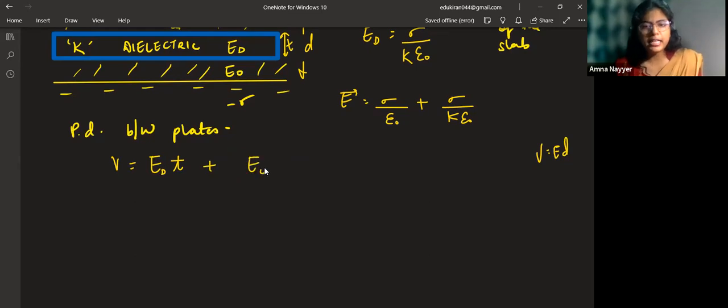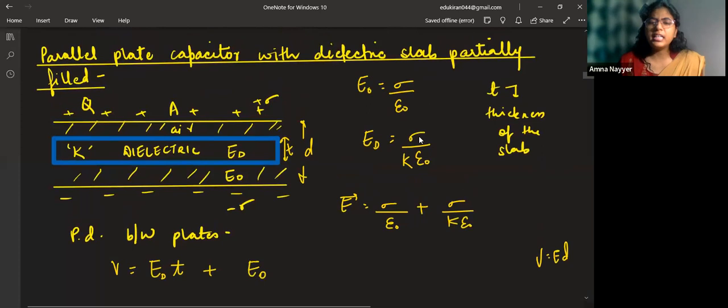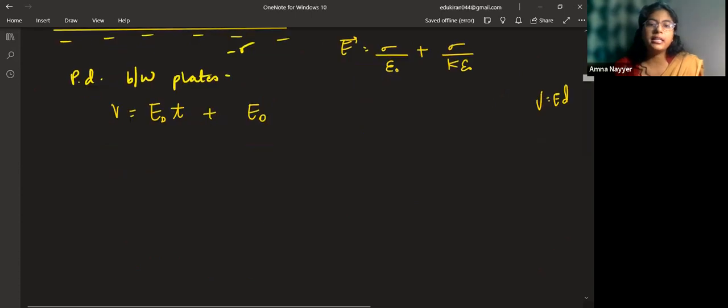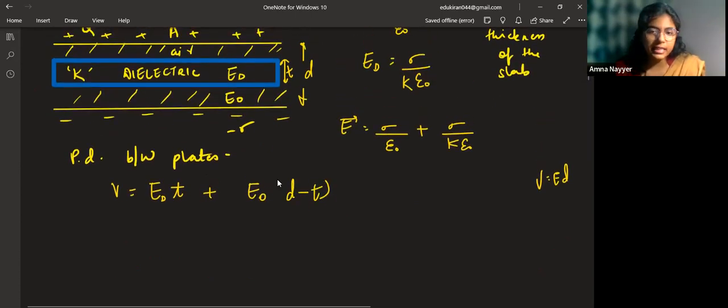When I'm talking about electric field due to air, can anyone tell me what is the thickness or the distance that I should take? Anyone from the class? Austin, can you try? Good, good. Austin has already answered. D minus T. Very good. See, when I'm talking about just the portion that is left within air, the slab thickness is deleted. So how much is left for air? D minus T. This distance and this distance is actually D minus T. Very good, Shai. So the distance is D minus T. This is what was required by us.